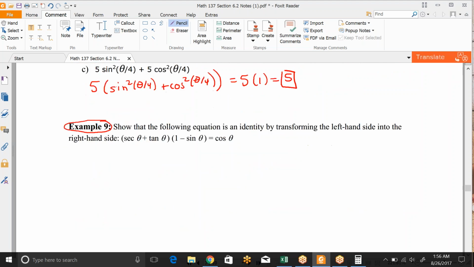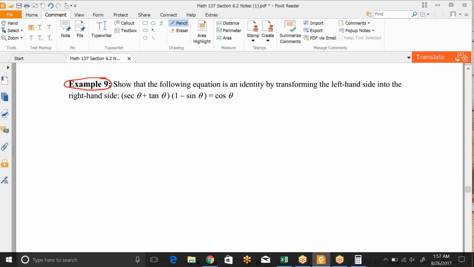Okay, just two more examples. So example 9 says, show that the following equation is an identity by transforming the left side into the right side. We can't do anything like moving stuff from left to right. You don't do that with these. What we're going to do is take this side and somehow make it look like the other side.